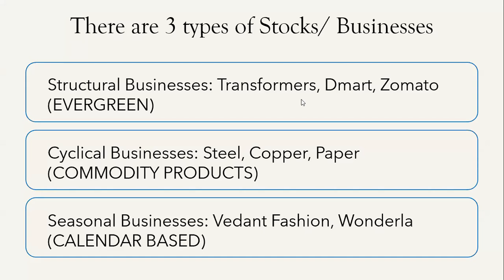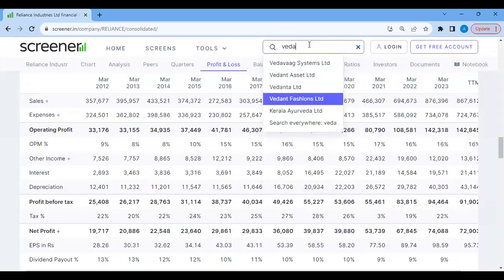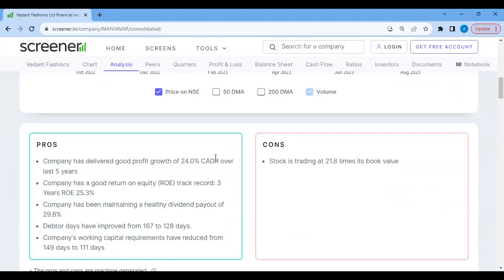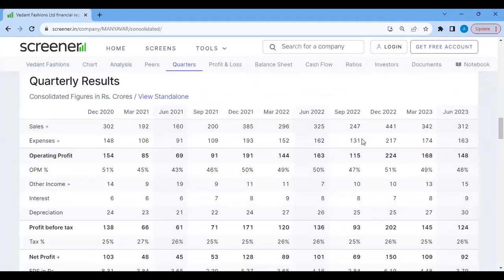Now, let me show you by example what a structural, evergreen business is and what a calendar-based business is. Right? Let us look at Vedant Fashion or Manyavar. Okay, this is Manyavar or Vedant Fashion. Let us look at the quarterly numbers for this company. Can we see that December is the best quarter of this company? Can everyone see that December is the best quarter for this company?